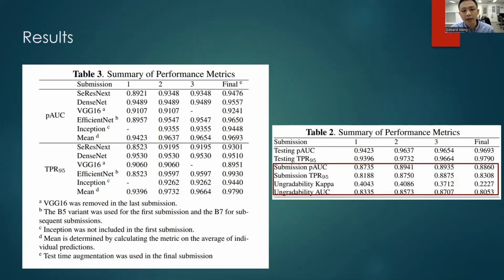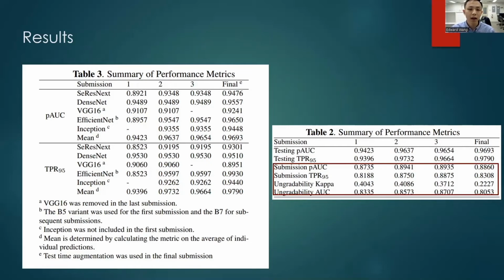In the second phase, we added Inception in and we changed B5 to B7, and we found that this improved our results by quite a bit. Then in the third phase, we took out VGG16 just to experiment, because it didn't perform as well as the other models individually. So we took it out and it actually did improve our score in the third phase.